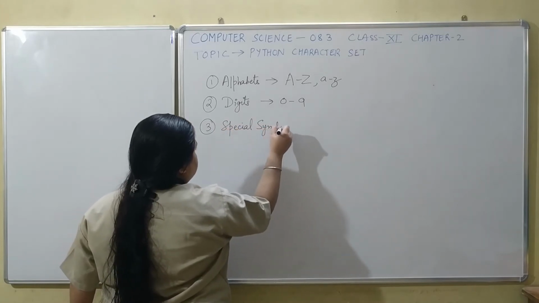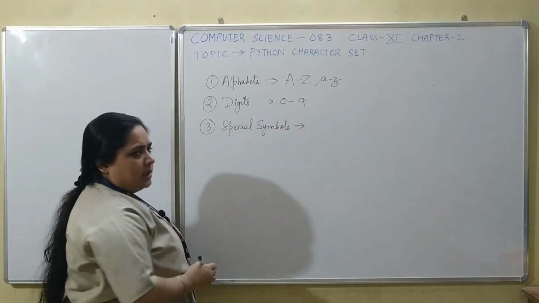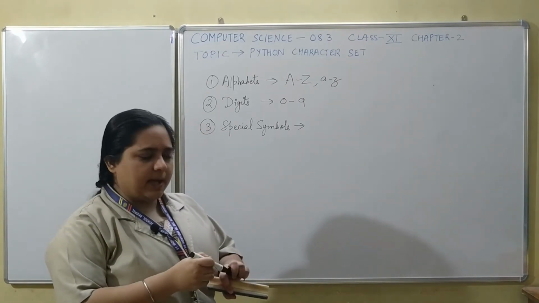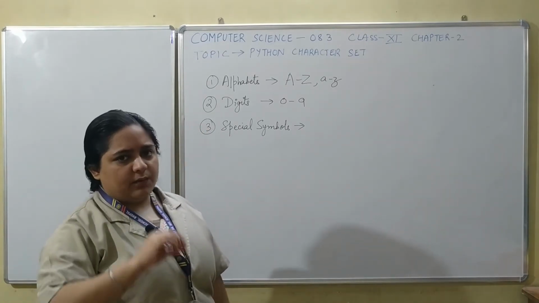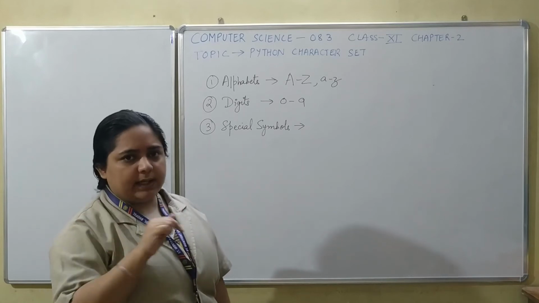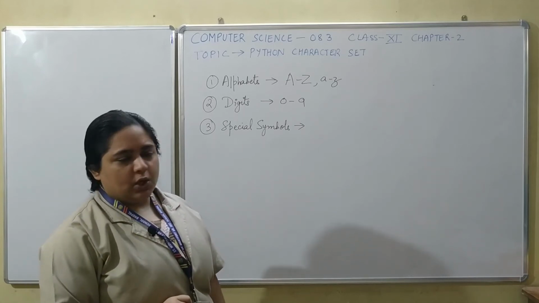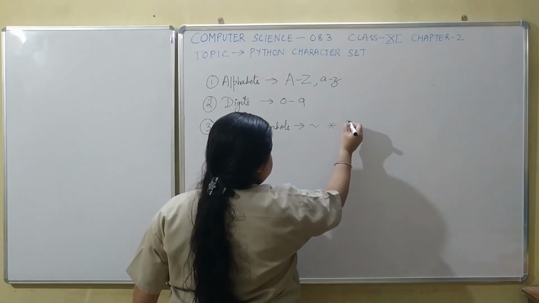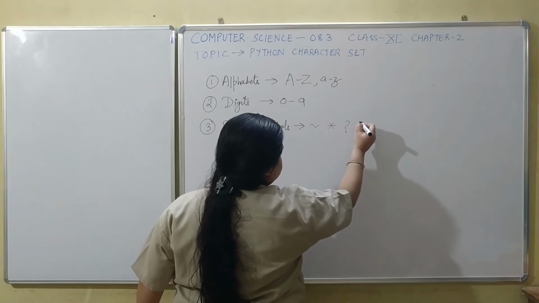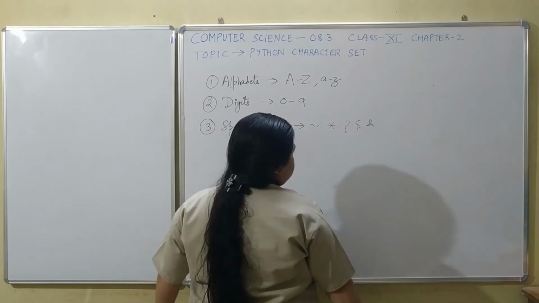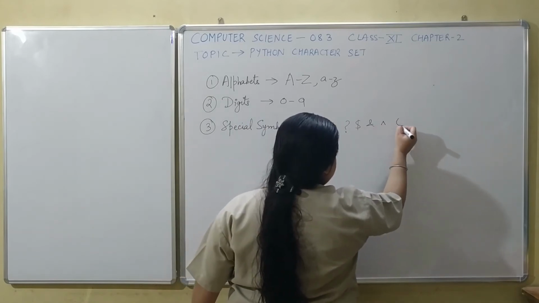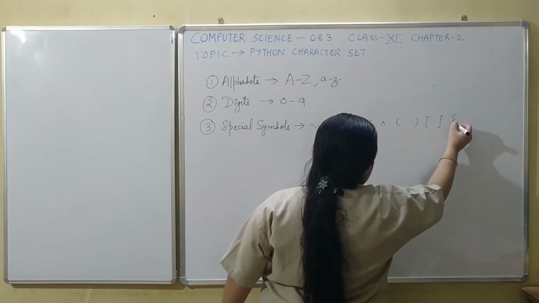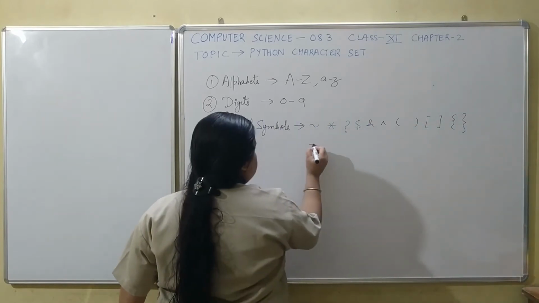Special symbols. What are special symbols? You might have seen on your keyboard there are some numeric keys right on top of your QWERTY part, that is your alphabetic keys. Those keys contain such symbols, some symbols like these. So these all are special symbols. Not only these, you have a lot of special symbols.